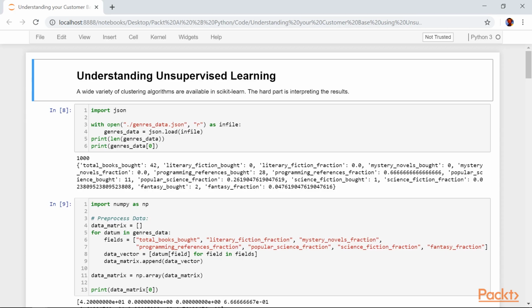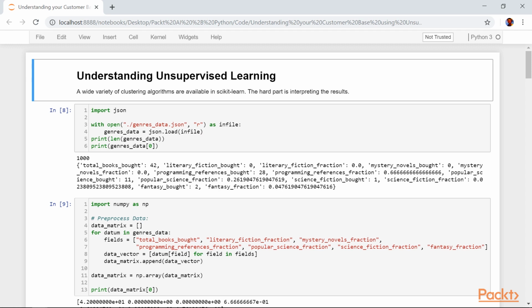I've provided some data for you, and remember that all of this code is available as well. Definitely feel free to play around with it and maybe extend it on your own data sets. But here we have data where different customers have bought different numbers of books in some different genres. So we can see the first record that I've loaded in here. This customer bought 42 different books, and we have both a count and a proportion of the books that they've bought in each genre.